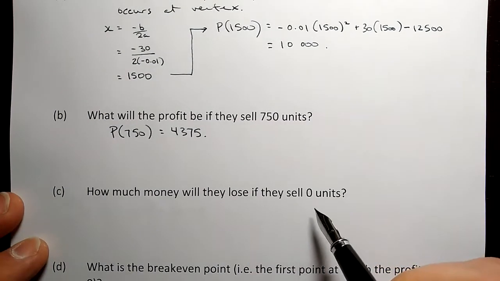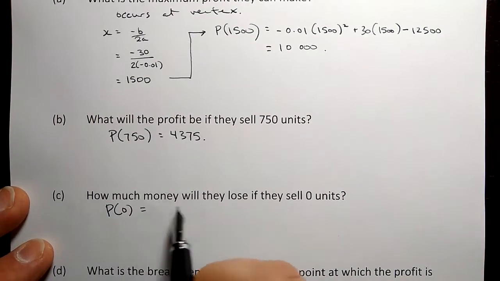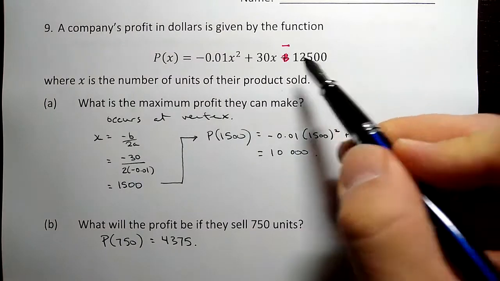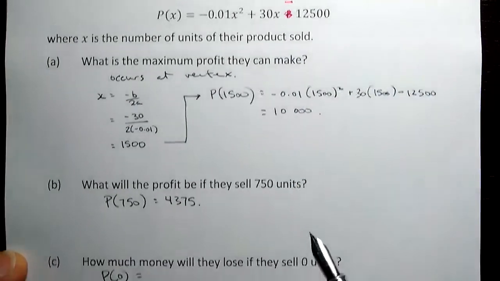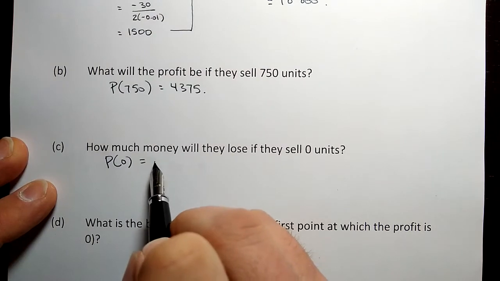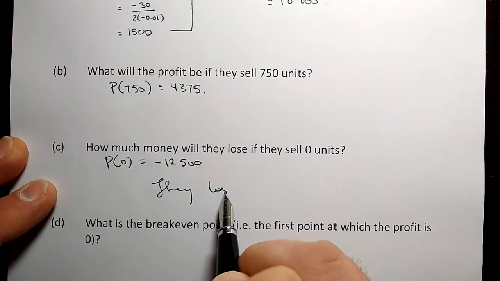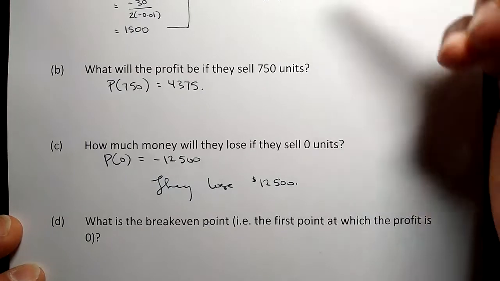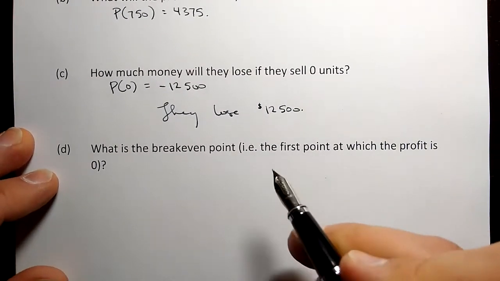Now, how much money will they lose if they sell 0 units? That would be P at 0, and this matters. If it's negative 12,500, 0 here, 0 here, these terms are gone, and we're left with this one at the end here. This is standard form. It's like a y-intercept. So how much money will they lose? They would lose $12,500. If you had the original question, this question doesn't make any sense. They would still be making money if they sold nothing, which is not really reasonable.